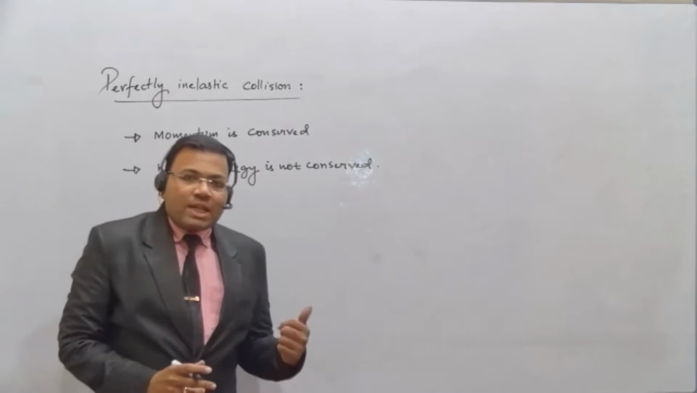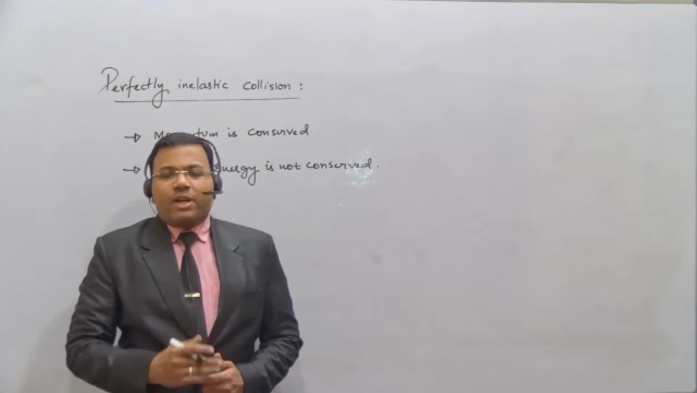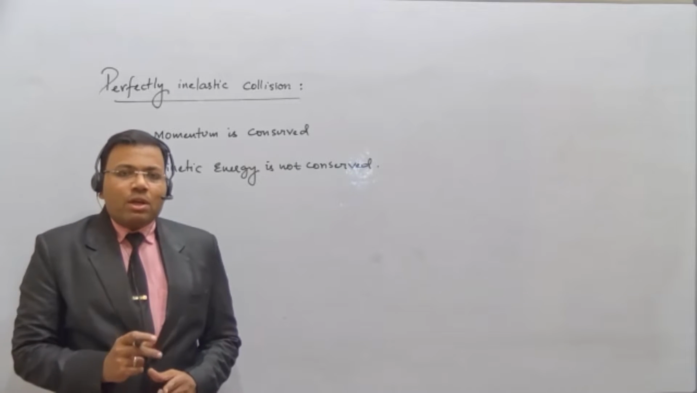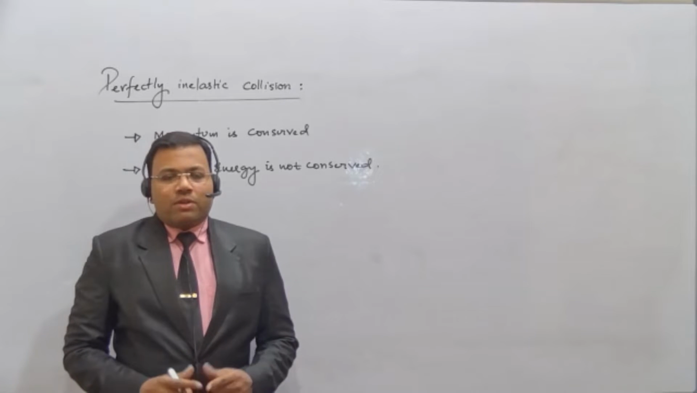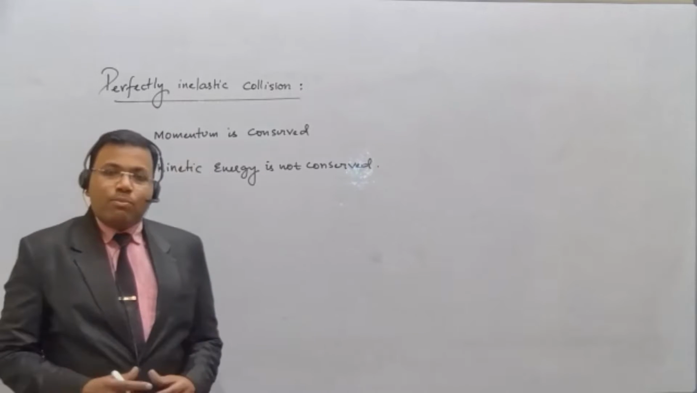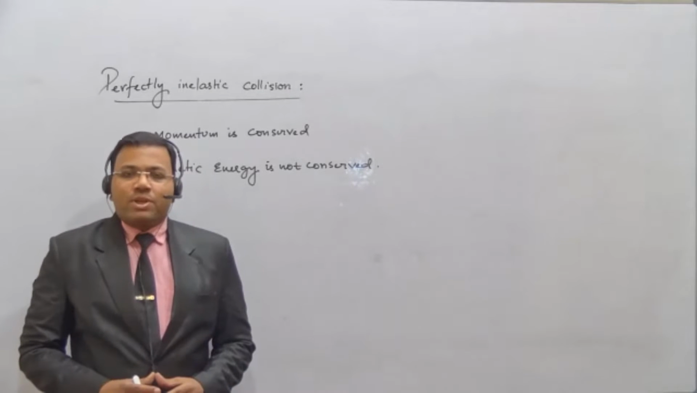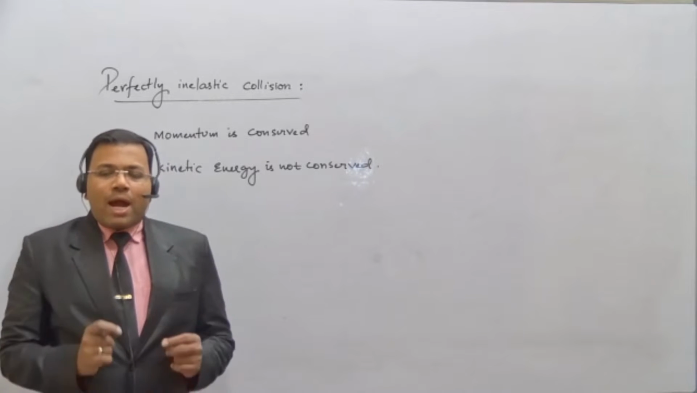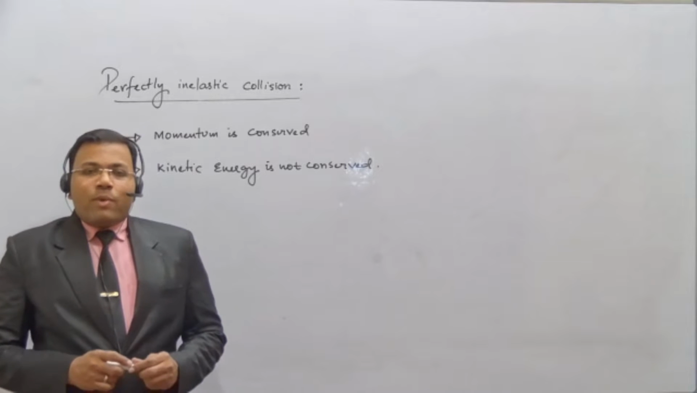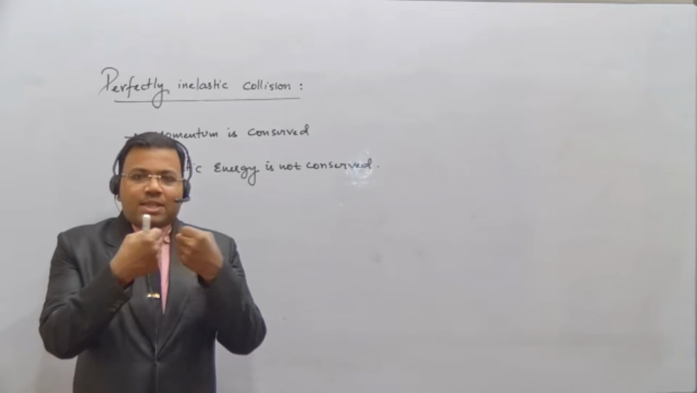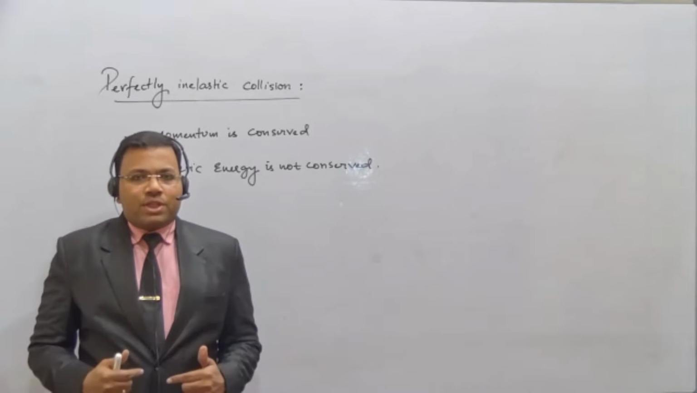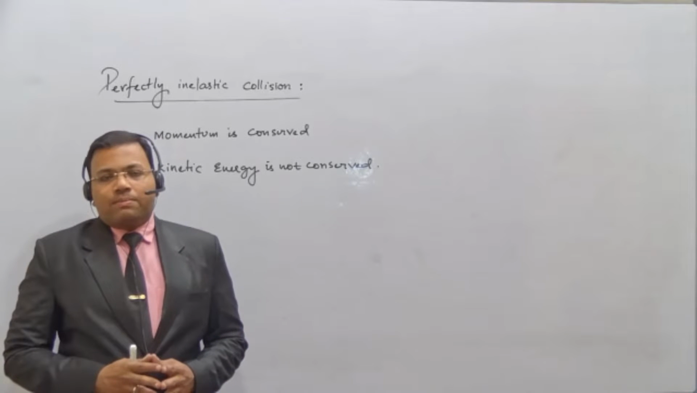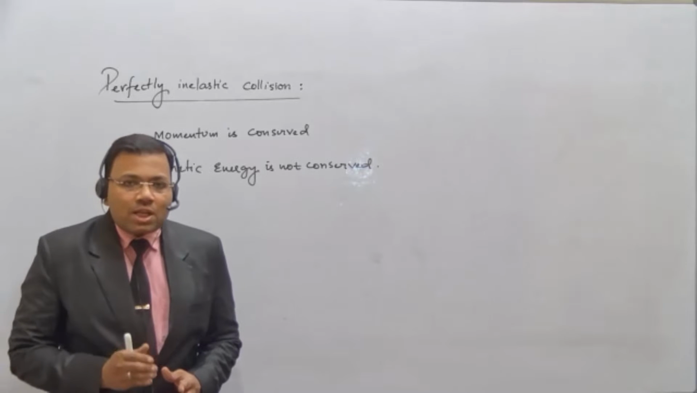Then what is the difference between the inelastic collision and perfectly inelastic collision? I repeat, in an inelastic collision, we have seen the momentum is conserved and kinetic energy is not conserved. And here also we are seeing both the same conditions as the previous one. Then what is the difference between the two? The difference is that in an inelastic collision, when the two bodies collide, they get separated and they move with individual velocities.